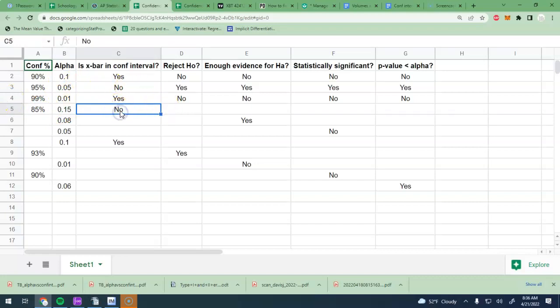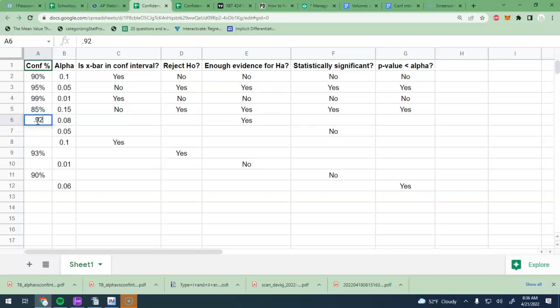If x bar is not in the confidence interval, so let's say we have 3 to 11 or something, and our x bar is 12, then is 12 a reasonable estimate? It's not, because it's not in this. If it's not a reasonable estimate, then we're going to reject H0. There is enough evidence for HA because we rejected H0. It is statistically significant, and the p-value would be less than alpha.